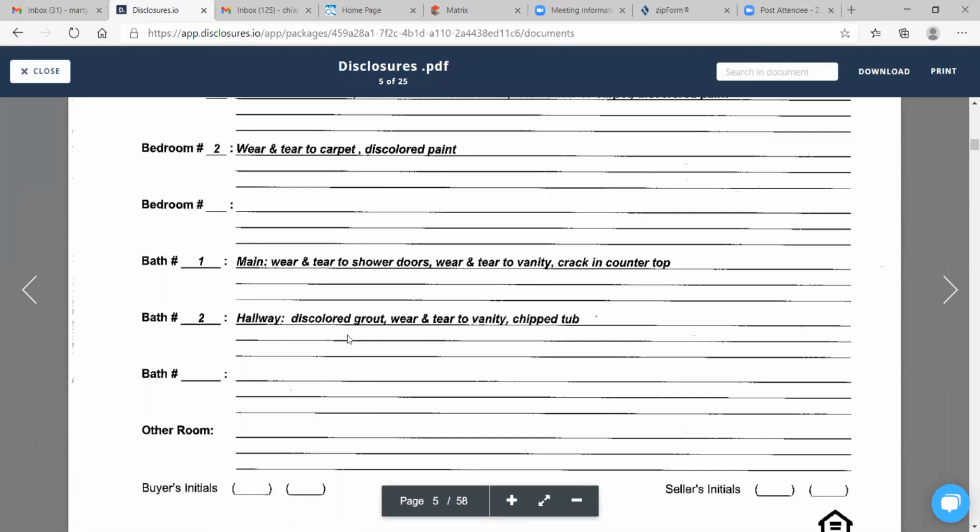Now here it says bedroom number two, discolored paint. Before you move in, you might want to spend some time to paint the house with a new paint. I think it's probably necessary.